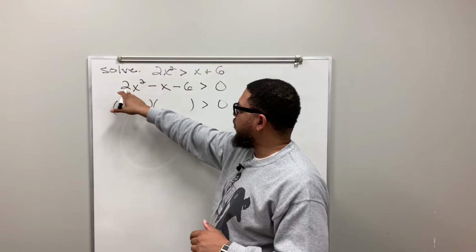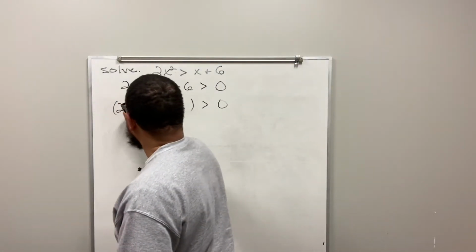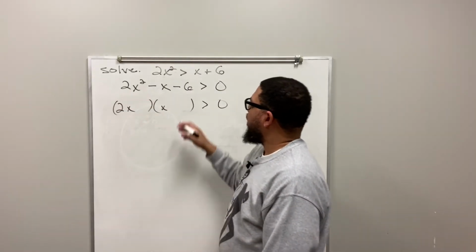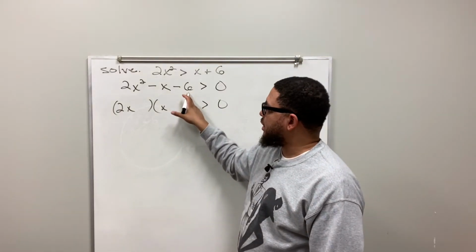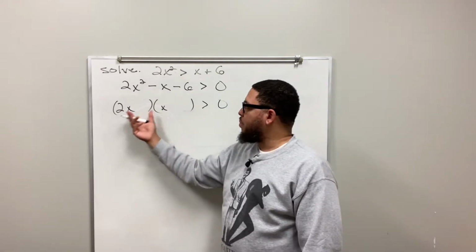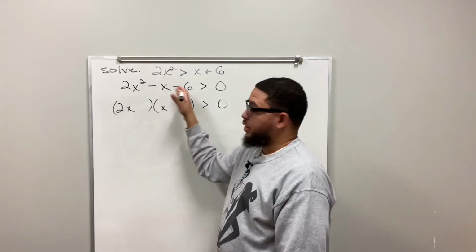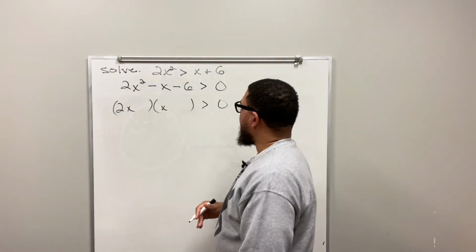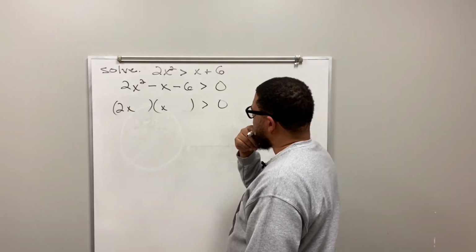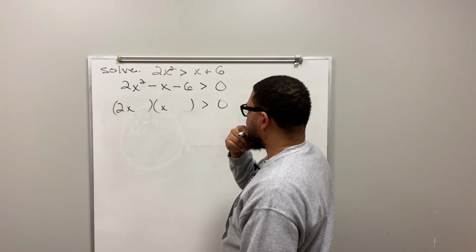So we take the factors of 2x squared and put them into the binomials. So 2x and x, because 2x times x equals 2x squared. And then we want to take 2 factors of negative 6 that when we place them inside the parentheses will give us 2 binomials that when we do FOIL, we would end up with this expression. All right. So let me think. 3 and 2, 1 and 6.